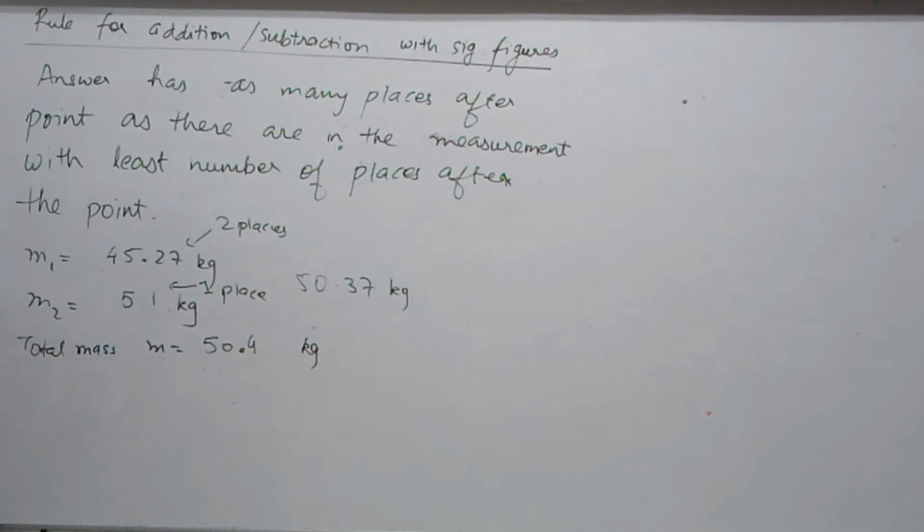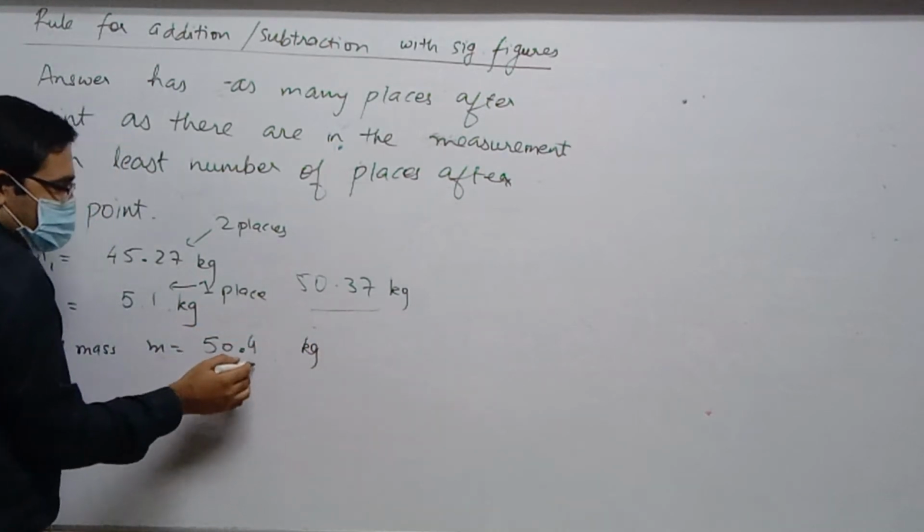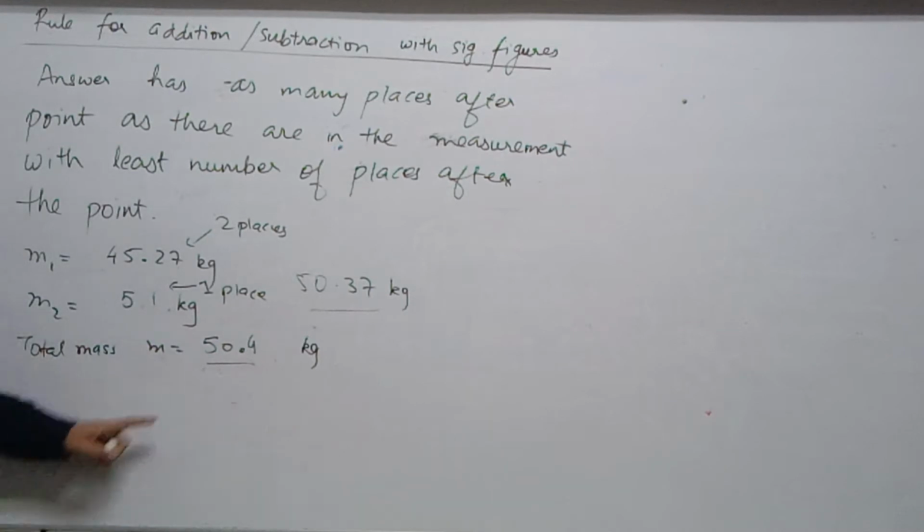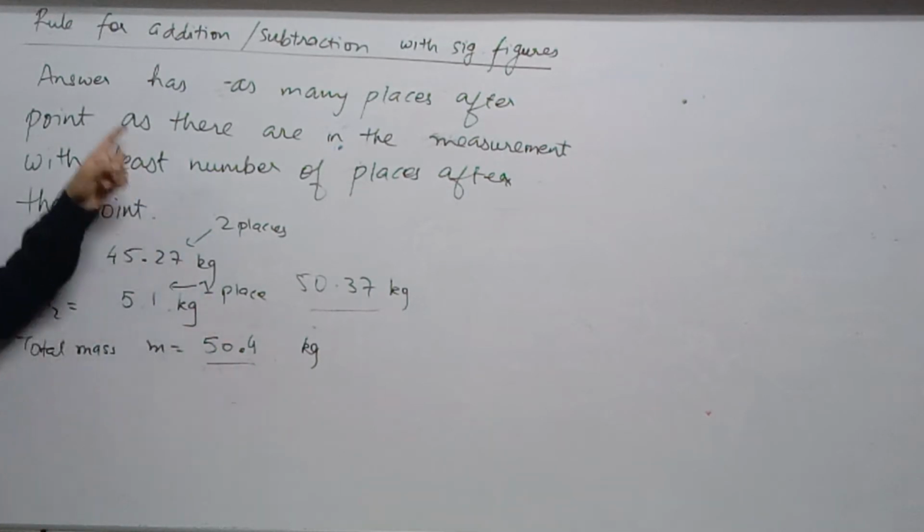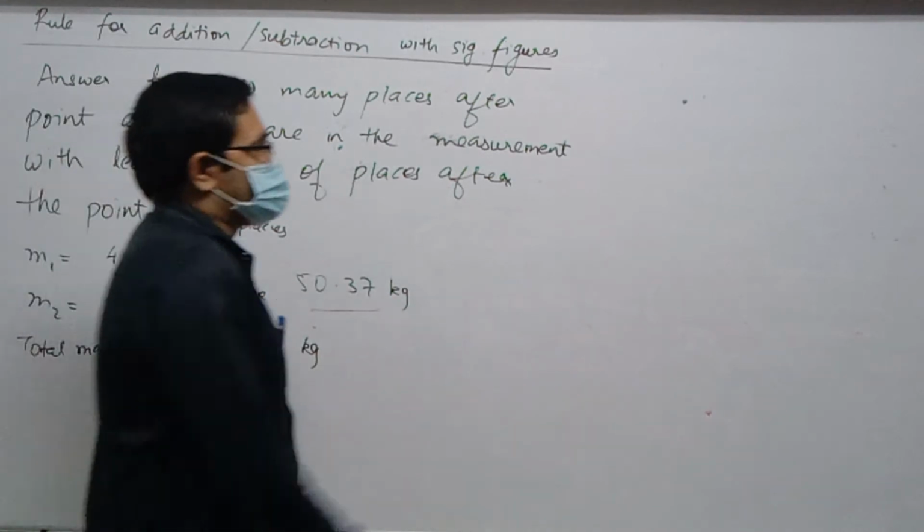So finally the answer should have how many places after the point? Only 1 place, not 2 places. So which is the right answer, 50.37 or 50.4? 50.4. Got that? Rule is clear? Fine. Let's try one more.